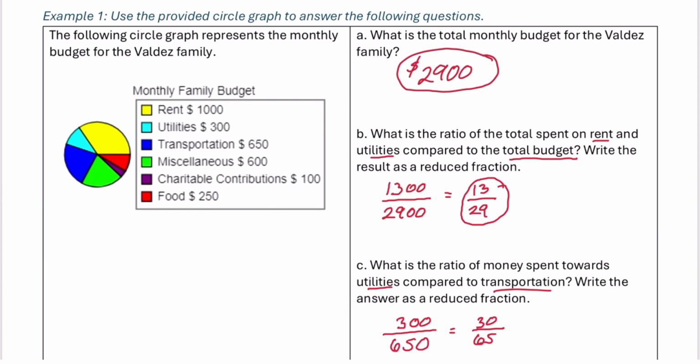And now we can see that these two are still divisible by 5. So dividing the numerator by 5 will give us 6. Dividing the denominator by 5 will give us 13. We now have a simplified or reduced fraction.